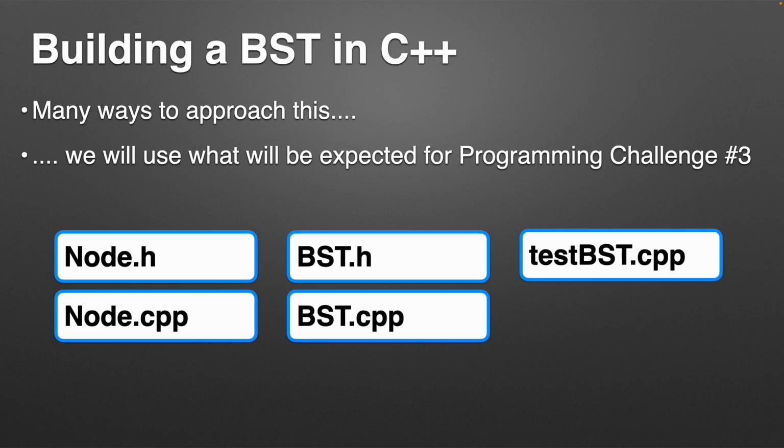So this just breaks down the files that we'll be creating as part of this project. For your node class, which we'll make objects of, we'll have a header file for node, and we'll have a C++ file for node. Similarly, for the binary search tree, we're just going to call it BST, and we'll have a header file for BST, a C++ file for BST, and then we're going to have a test_bst.cpp where we'll have our main function to actually test things.